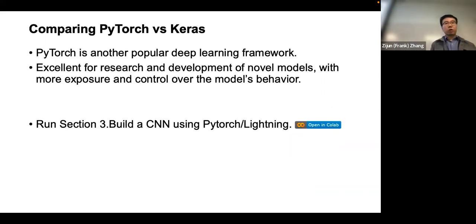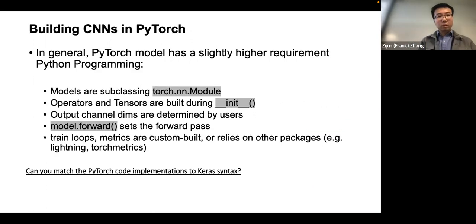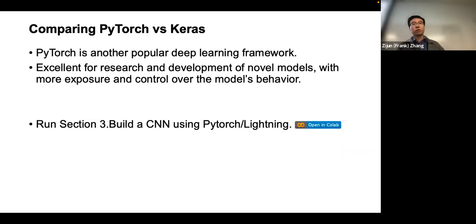Now let's run section 3 of our Jupyter notebook, which is building a CNN using PyTorch and PyTorch Lightning. In 10 minutes, we'll come back and discuss the underlying code logistics of using PyTorch to build CNNs. Also, a quick note is that these two models are built to be identical to each other. So you can probably map the corresponding functionalities in Keras to PyTorch, even though the code may look a lot more complex. So we will have 10 minutes.